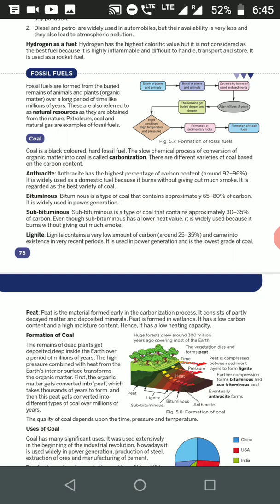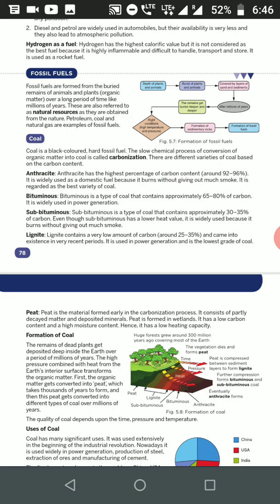Next, peat. Peat is the material formed from the coalification process, consisting of partially decayed matter and deposited minerals. Peat is formed in the wetland. It has low carbon content and high moisture content, so its heating capacity is low.